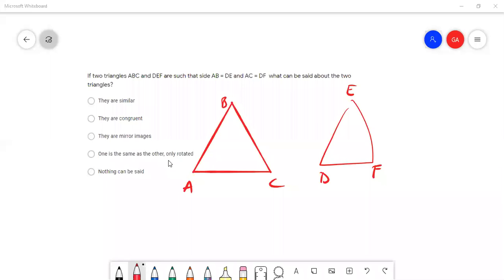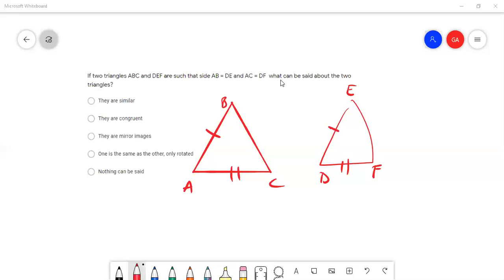Okay, I don't want to call on anyone, but if you know, can anyone tell me how to do this? What can be said about these two triangles if they share this side and they're similar? They're actually not similar, because remember, similarity requires two angles to be the same, not two sides to be the same.